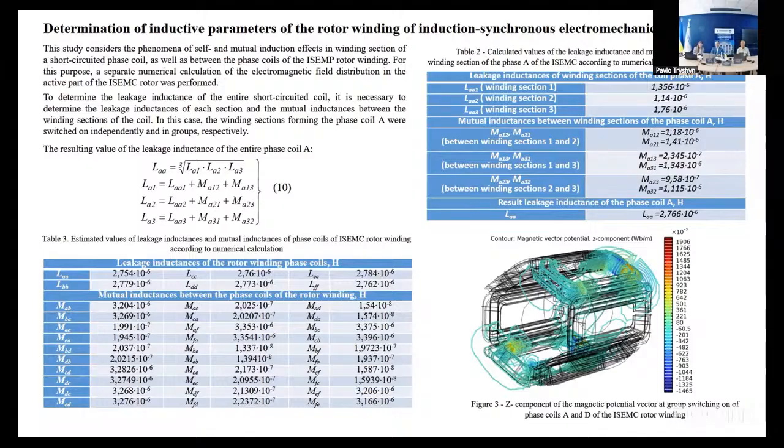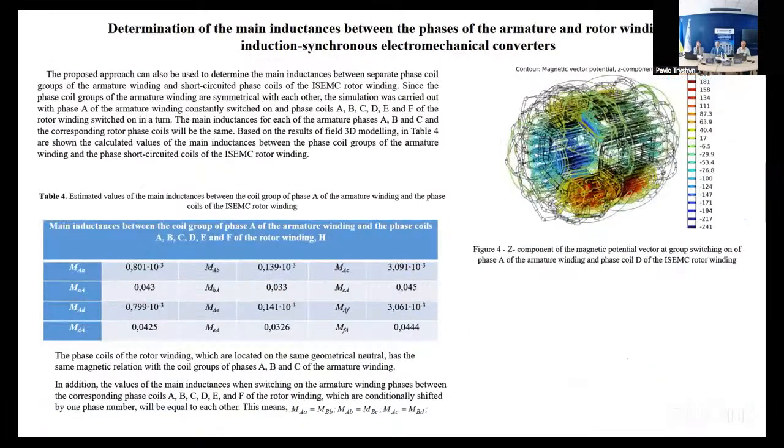And Table 3 shows the estimated values of the leakage inductances and the mutual inductances of the phase coils of the electromechanical converter rotor windings. The proposed approach can also be used to determine the main inductances between separate phase coil groups of the armature windings and short-circuited phase coils of the induction synchronous electromechanical converter rotor windings.